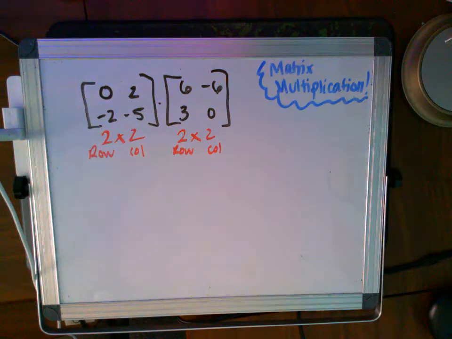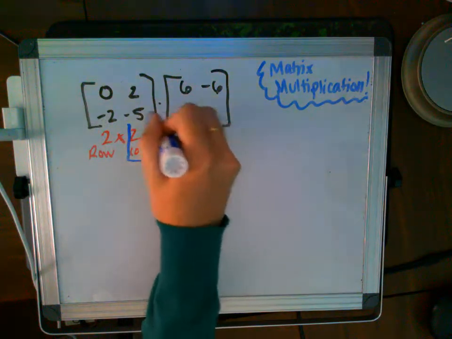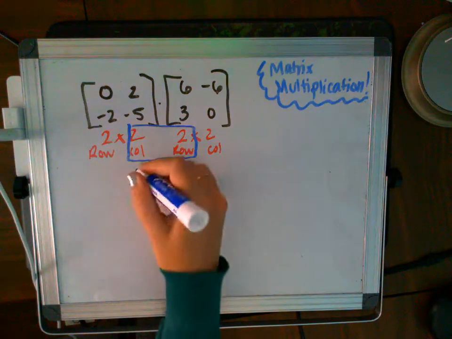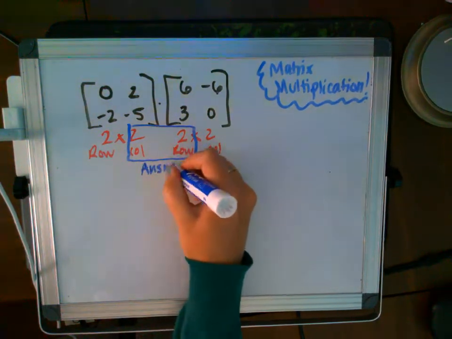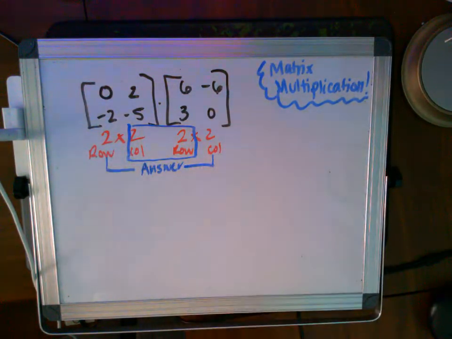Now, in order to be able to multiply matrices together, their inside dimensions, so that's the columns on the first one, must match the number of rows on the second one. If those two match, you're good to go. If those are not the same number, we cannot multiply them at all. And then the answer is going to be one with 2 rows and 2 columns. So our answer should be a 2 by 2 when we are all done. Now we know what we're going for.